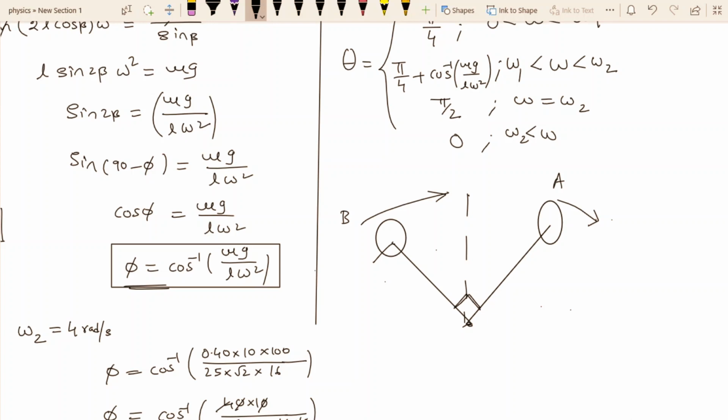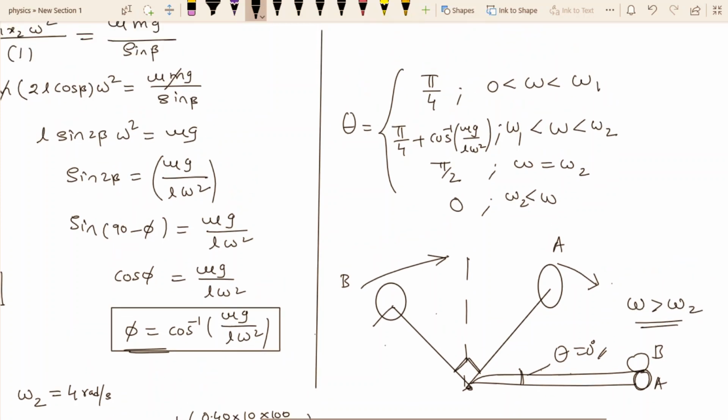Why? Because disk A will come to this position. Again, in the same case disk B will also come to the same position. So finally what will happen? Theta will become 0. So this is the situation when omega is greater than omega 2. So this is how the angle between A and B changes.